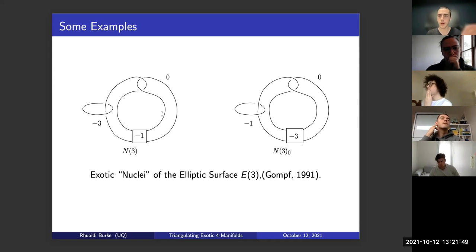Whereas if you look at the diagram on the left, you see that the framing is different on that unknot component, so it doesn't represent a CP2 summand. There's no way I can manipulate this diagram to peel off a copy of CP2. So the thing on the left doesn't decompose any further in the same way that the one on the right decomposes into CP2 connect sum with something else. So they can't be diffeomorphic four manifolds.